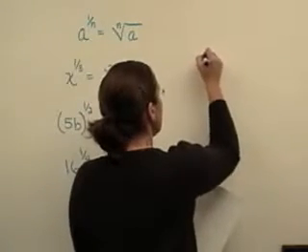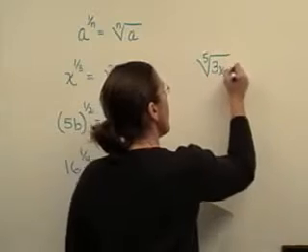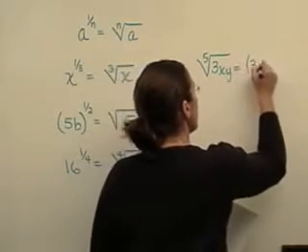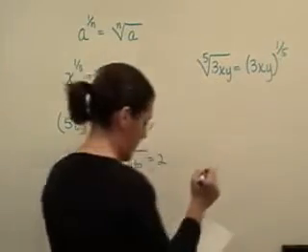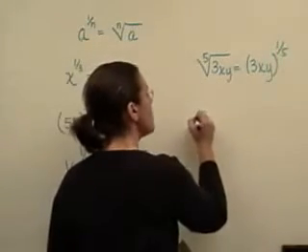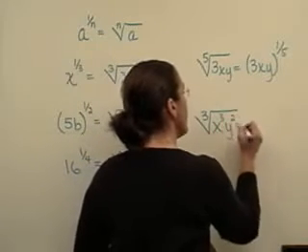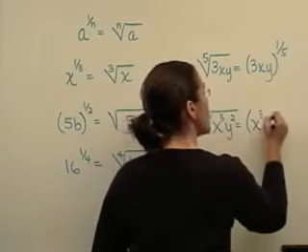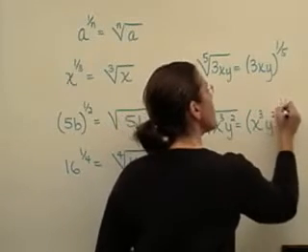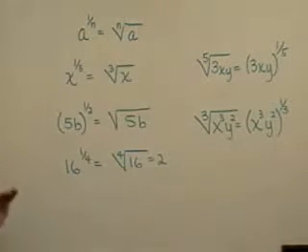If I had the 5th root of 3xy, then I am also asking for 3xy raised to the 1/5 power. If I had the cubed root of x cubed y squared, then you need to recognize that I'm just asking for that base, x cubed y squared, or what's under the radical, raised to the 1/3 power. I need you to be able to go in both directions.